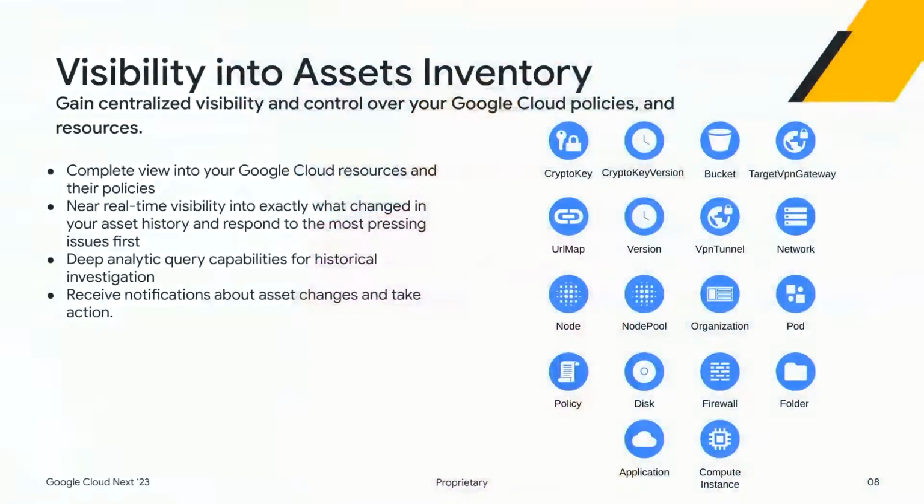One of the first things you need to be able to do to protect your resources from misconfigurations is to actually have visibility into your assets. And as Sarah talked about earlier, you can't secure what you can't see. Within Security Command Center, we have an amazing assets view that gives you near real-time visibility into your assets. This includes your resources like buckets and identities and whatnot, but also your policies.